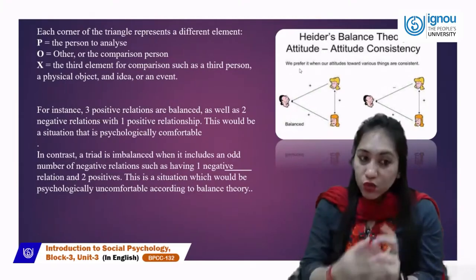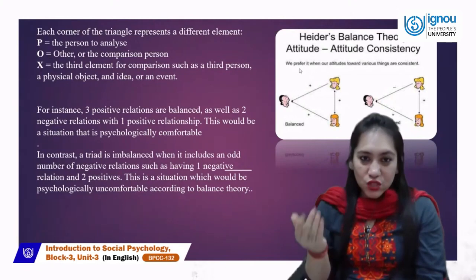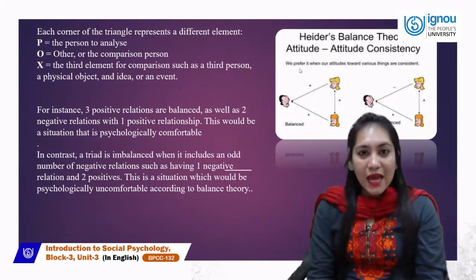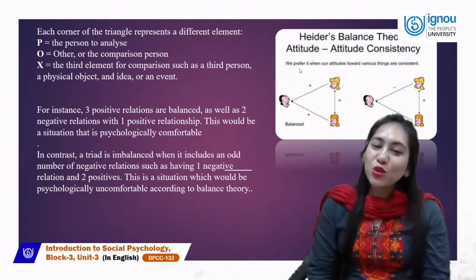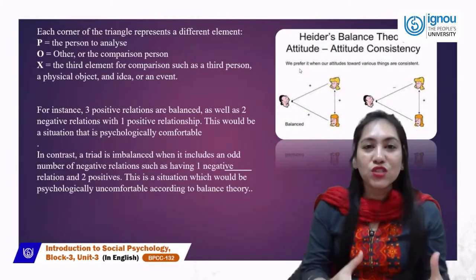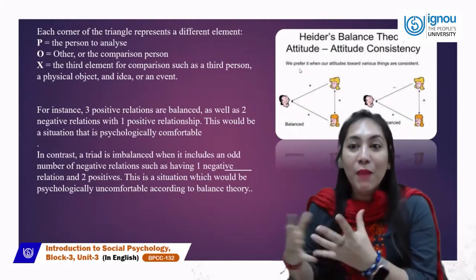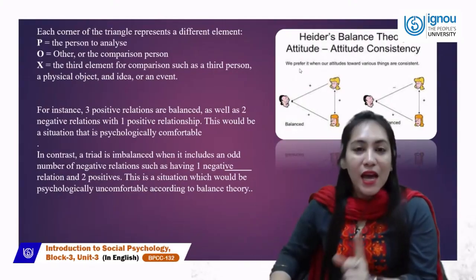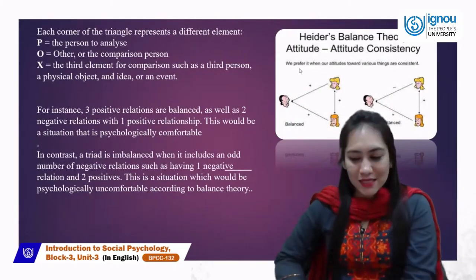Or we can do it the other way around, two negatives and one positive, where P likes O, but O likes X and P does not like X. So they both do not like dowry. This is how we change the imbalance into balance. So whenever there is imbalance, a balance needs to occur. That is the change in the attitude. Because attitudes work only in consistency. The ABC also worked in consistency.